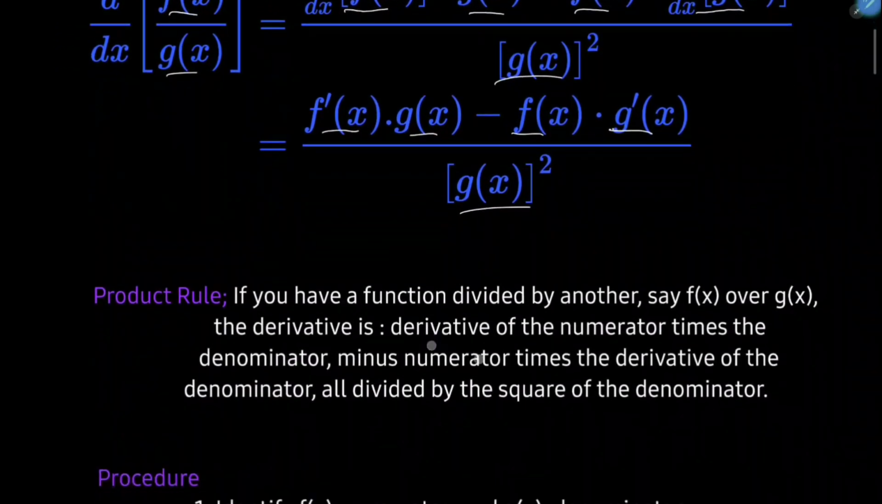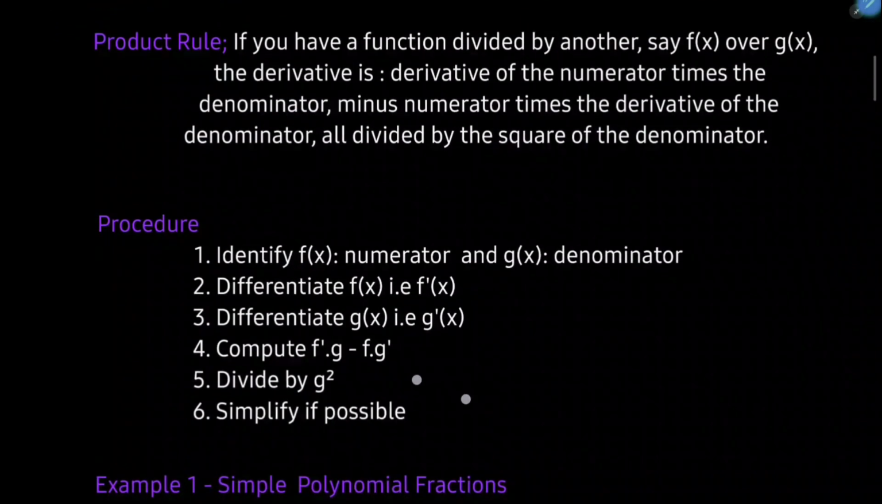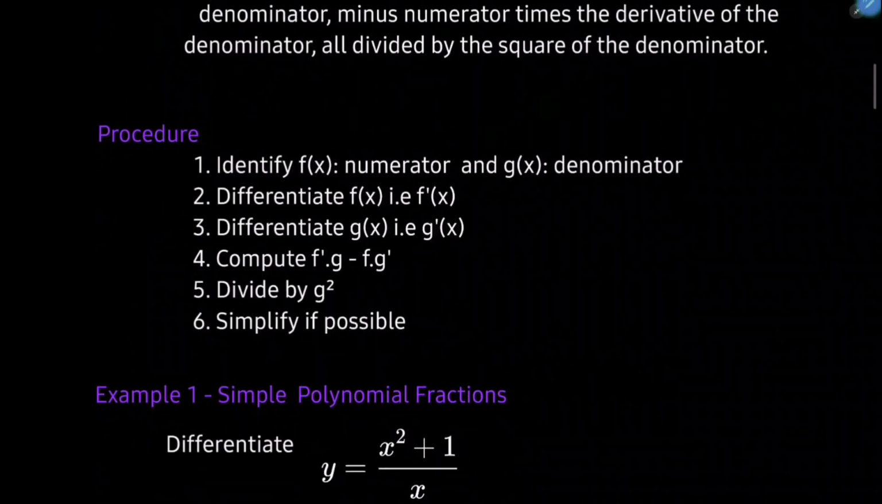In order to ease the application of this method, we were able to establish 6 simple steps. Firstly, identify f of x, which is your numerator, and g of x, your denominator. Secondly, differentiate f of x, that is f prime of x. Thirdly, differentiate g of x, that is g prime of x.